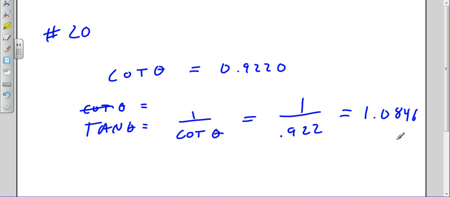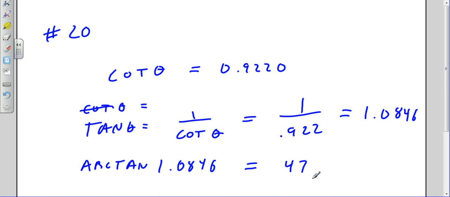1.0846. And then I would take the arctangent of 1.0846, and that would give me what theta was. So arctangent of the answer, and I'm going to have 47 degrees, and I want it to the nearest tenth of a degree. Nearest tenth of a degree, 47.3 degrees would be my final answer.